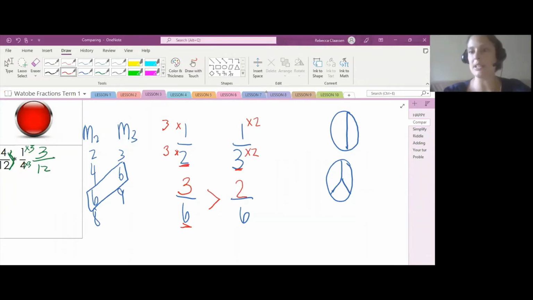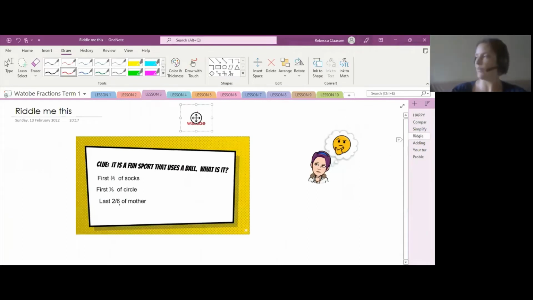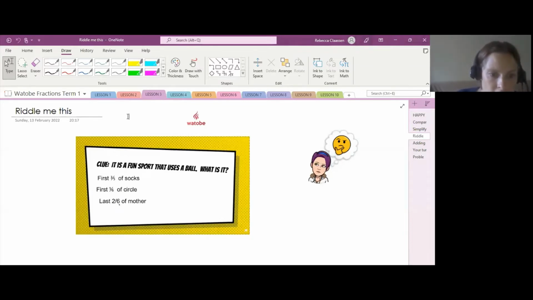I'm going to give you a little brain break. Are you ready for your brain break? Here it comes. Oh, the ice cream truck is visiting us. Here we have a clue for your riddle. A clue is a fun sport that uses a ball. What is it? So you have to take the first 3/5 of socks, the first 1/6 of circle, and the last 2/6 of mother. And then you've got to figure out what the sport is.